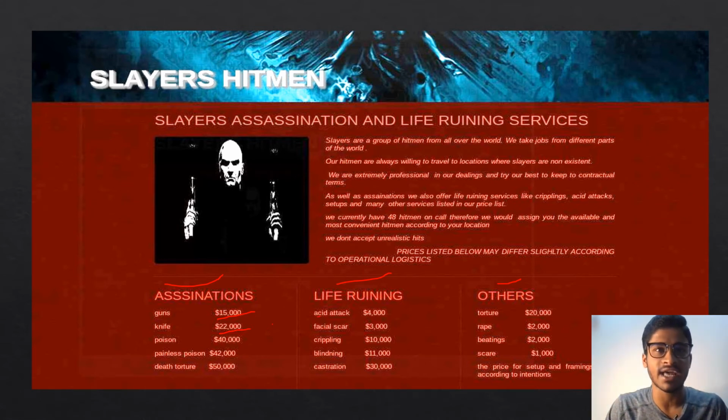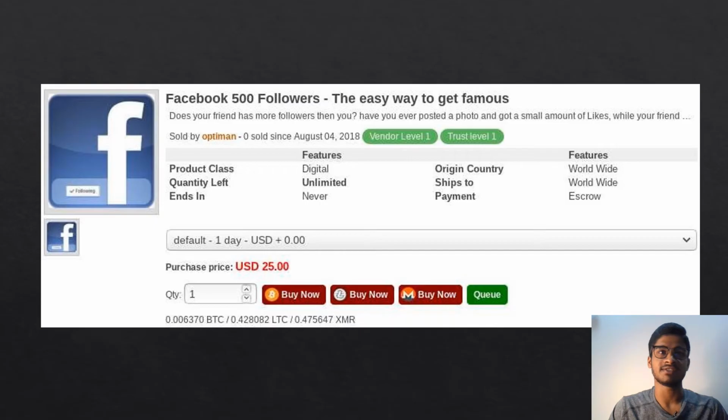Acid attack is there for $4,000, crippling is there for $10,000. See, this is only for educational purposes, and these websites are 99% scam, and 1% we can't just think of it too. Then others come, torture and all. I just don't want to talk about this. So hitmen are also available on the dark web, since I told you it's linked to illegal activities.